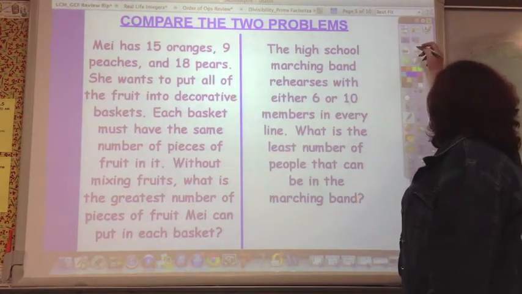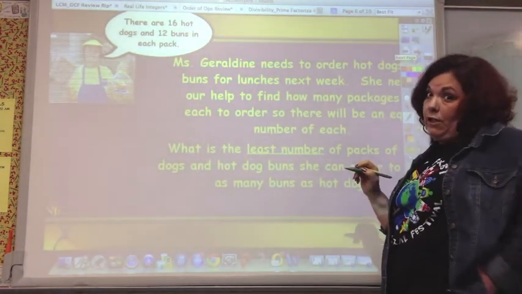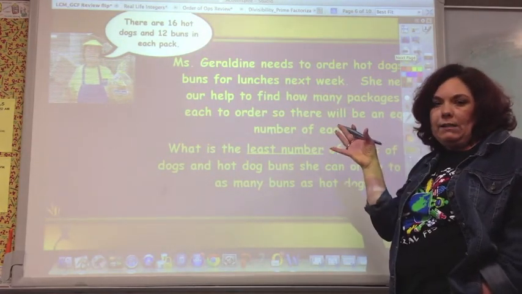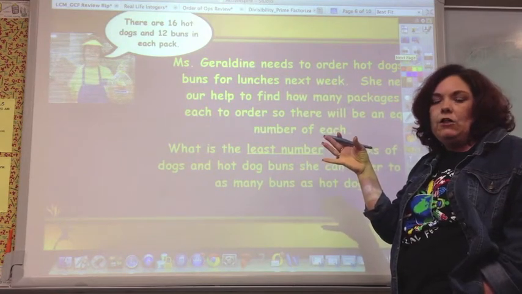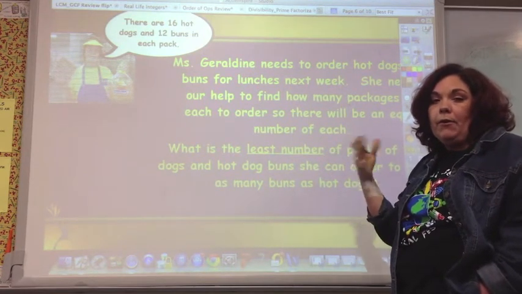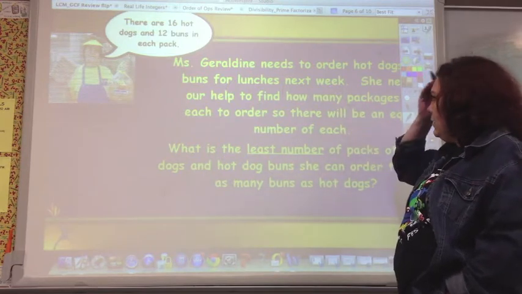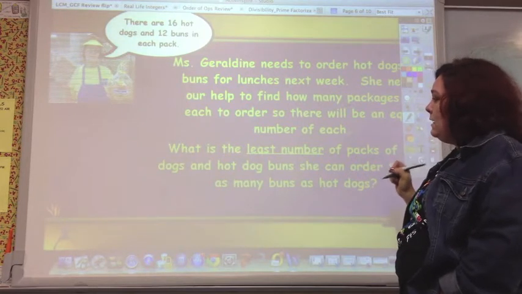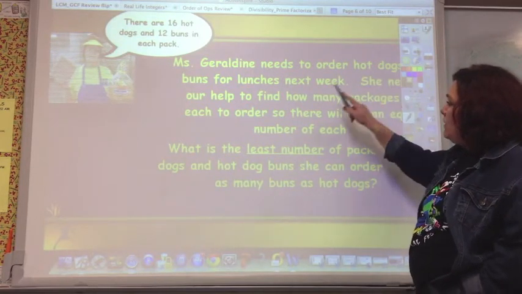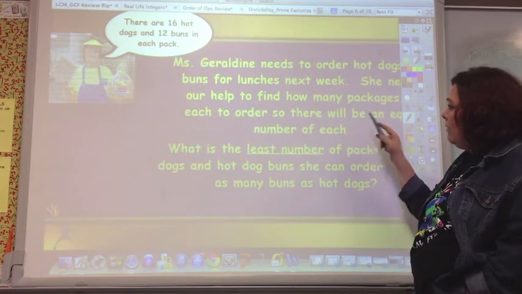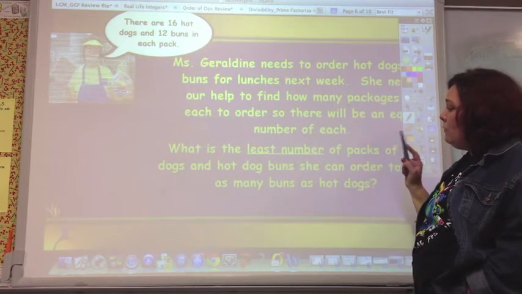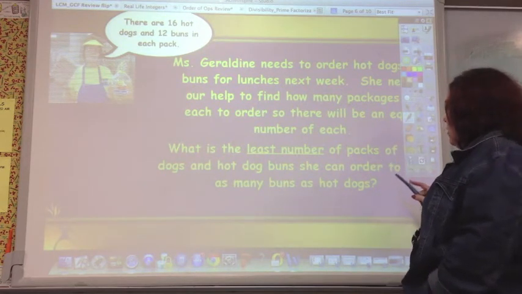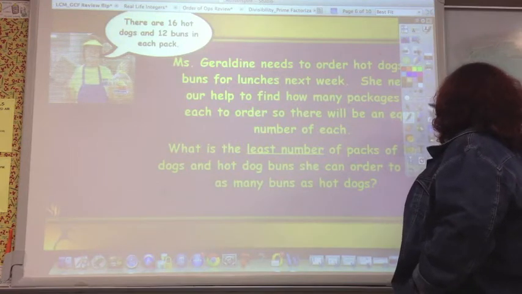Okay, you're also going to be given questions where they're going to tell you in multiples that things are in packages, and you want to find out how many packages you have to get an equal number of something. So in this, it says there are 16 hot dogs, and 12 buns in each pack. And she's going to order hot dogs and buns for lunches next week. She needs to know how many packages to order so that she'll have the equal number. What is the least number of packs of hot dogs and hot dog buns she could order for that?